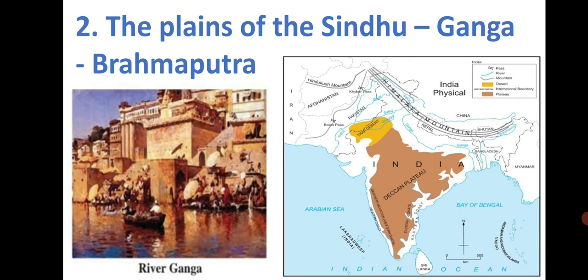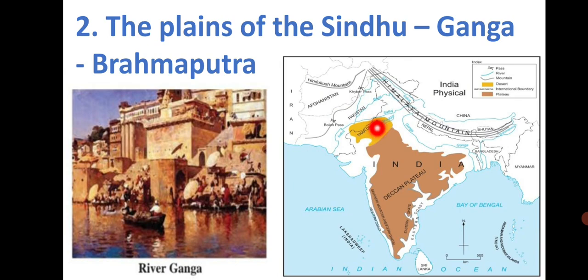So this region consists of the basins of three big rivers. You can see this map here. It is also in your textbook on page number 4. You can clearly refer to the map in your textbook. So this region, the plains of Sindhu, Ganga, Brahmaputra region consists of basins of three big rivers, namely Sindhu, Ganga, Brahmaputra and their tributaries.